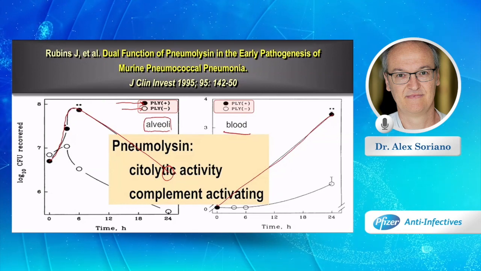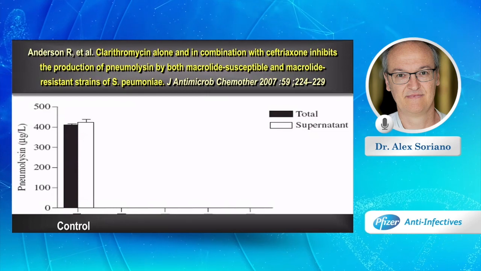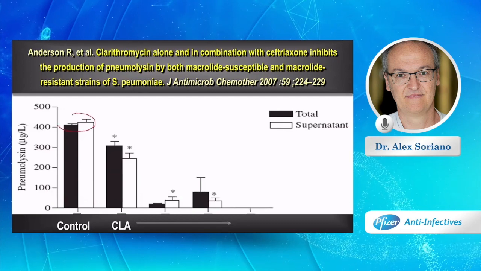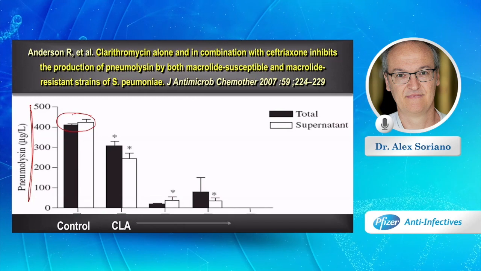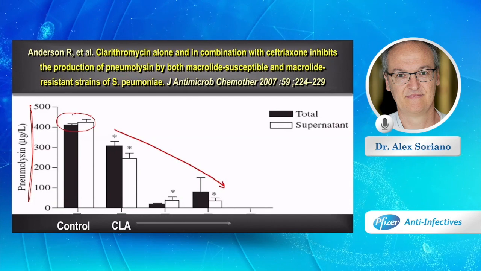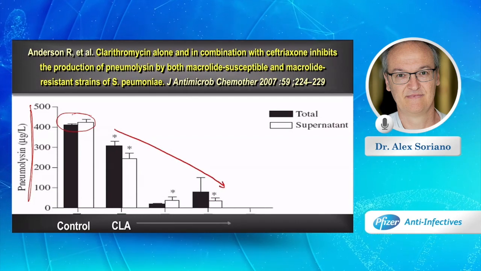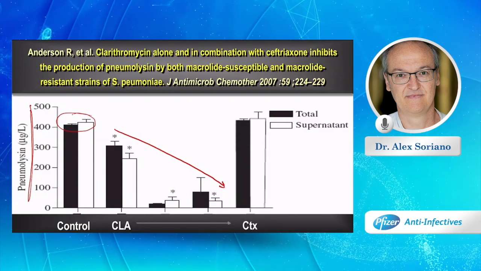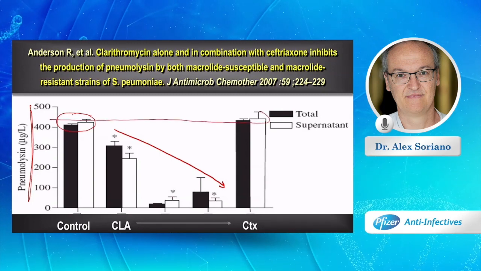And when we look in vitro at what happens when we expose pneumococcus to, for example, clarithromycin, it's evident that the total amount of pneumolysin, here we have the amount of pneumolysin, and this is what happens when I start with clarithromycin, and by increasing dosages, we significantly reduce the total amount of pneumolysin in the media in 24 hours. However, this is not what happens with beta-lactam. This is ceftriaxone, and we can see that it even increases a little bit the total amount of pneumolysin.